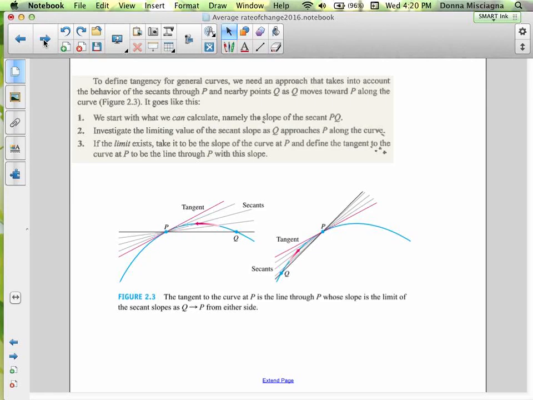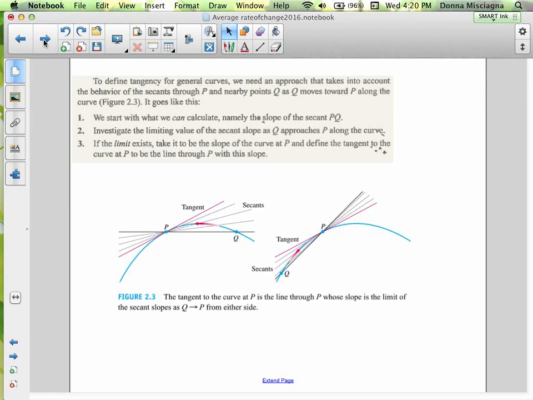Now, maybe that's a mouthful for you right now, and you're scratching your head. I'm not 100% sure what Ms. Mashadian means. But we're going to go through it step by step, and then you will be. So in essence, notice if Q is far away from P, my two points are far away from one another, well, that may not be the best approximation of the slope of that curve.